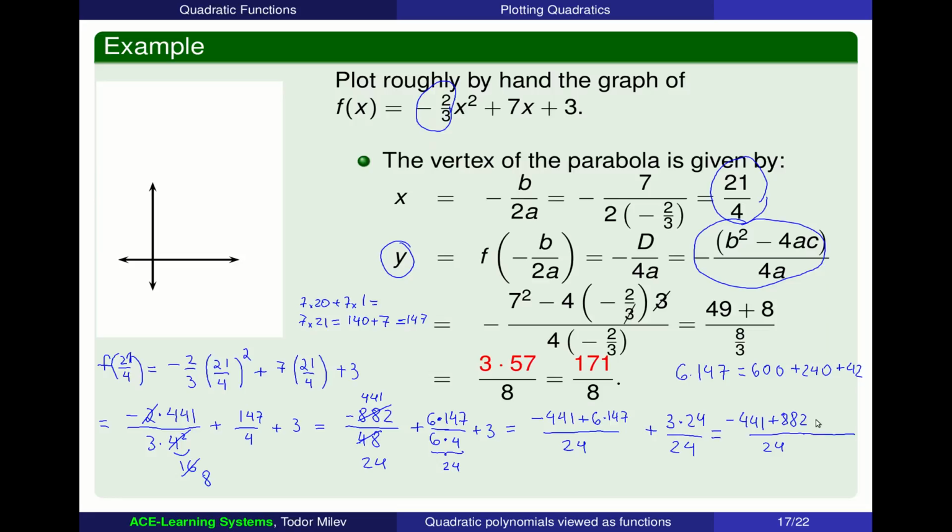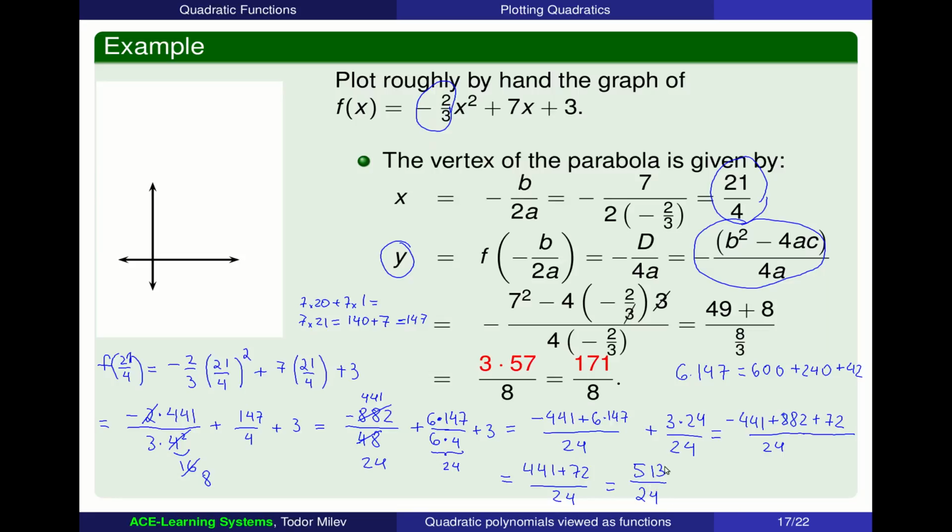3 times 24, of course, this is 7. So the number of hours in 3 days is 72. So that's an easy one. 72 there. So we get 882 minus 441, that's 441 plus 72 divided by 24, which equals 513 divided by 24.